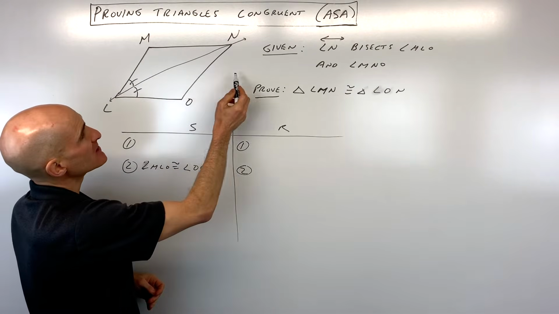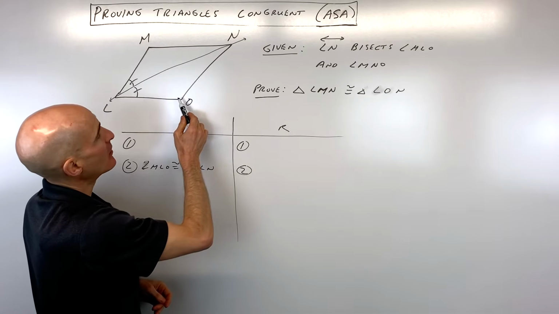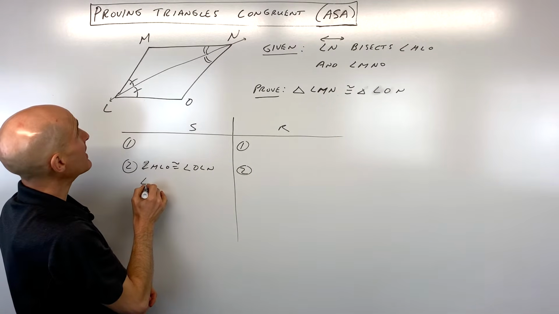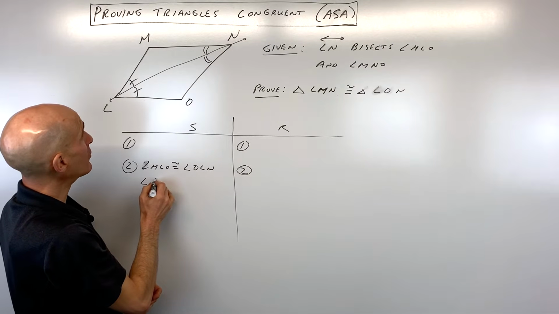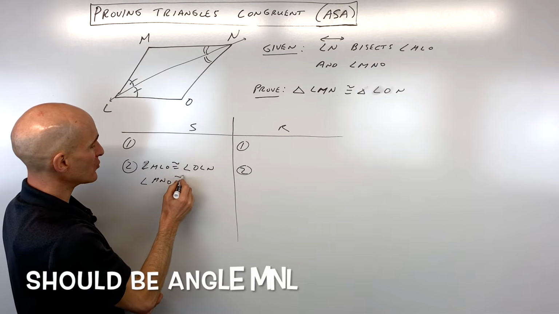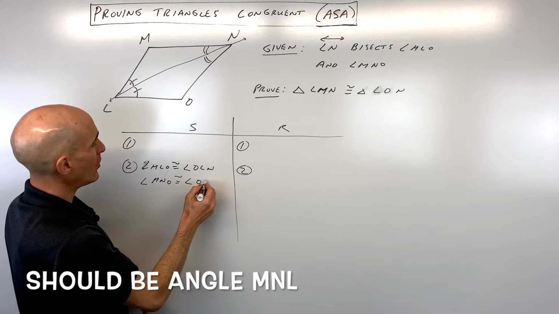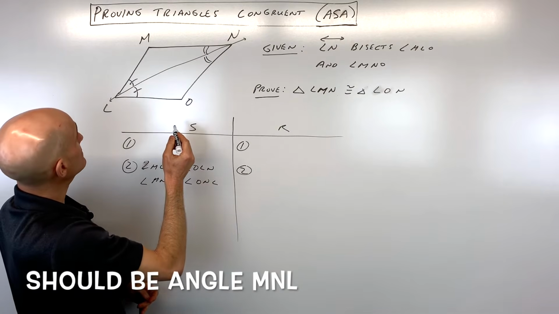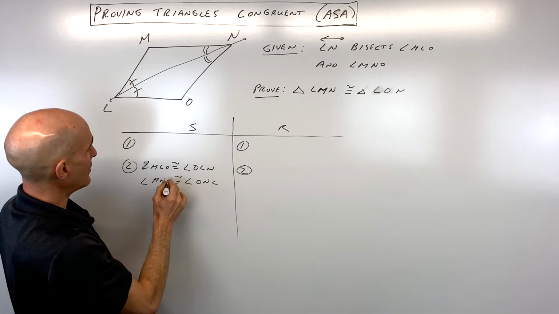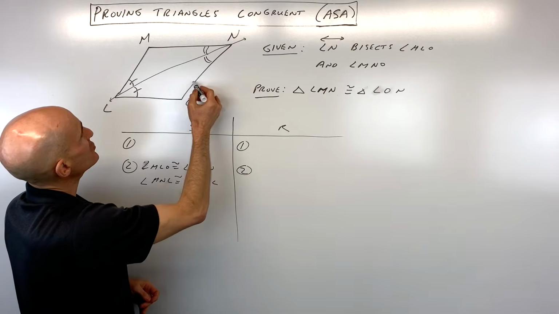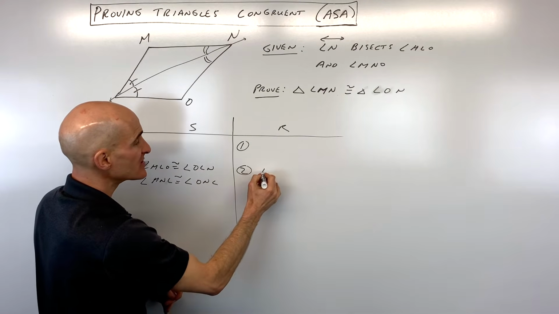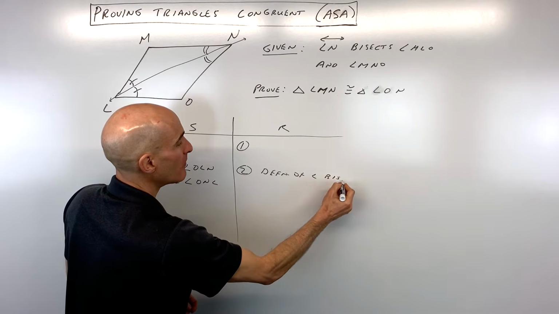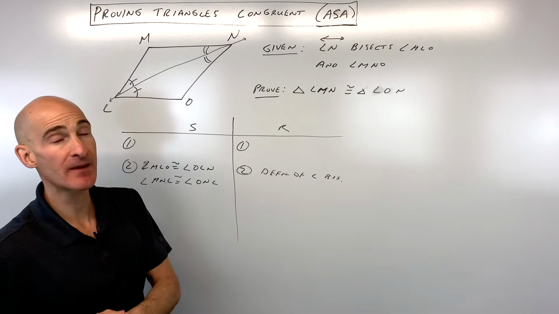And also, because it says that it's bisecting this angle as well, angle MNO, we know that this angle is congruent to this angle. So I'm going to combine that with step number 2 here. This is going to be angle MNO is congruent to angle ONL. Okay, MNL, sorry, angle MNL is congruent to ONL. And the reason is the definition of angle bisector. I'm just abbreviating. Now notice I skipped step number 1.